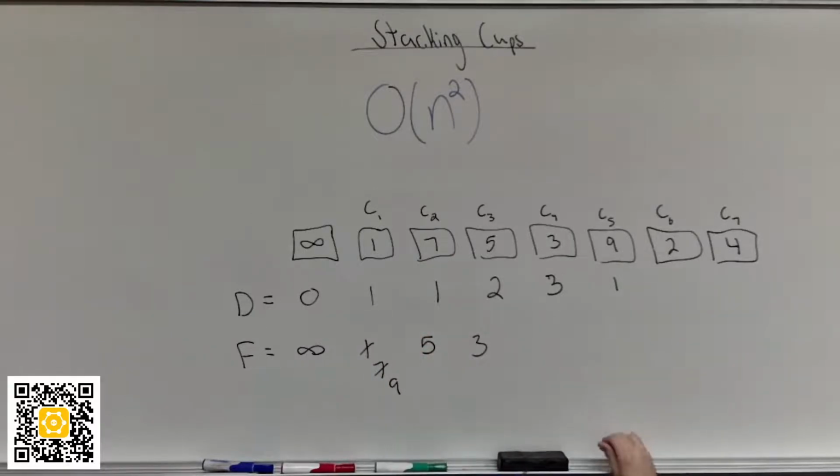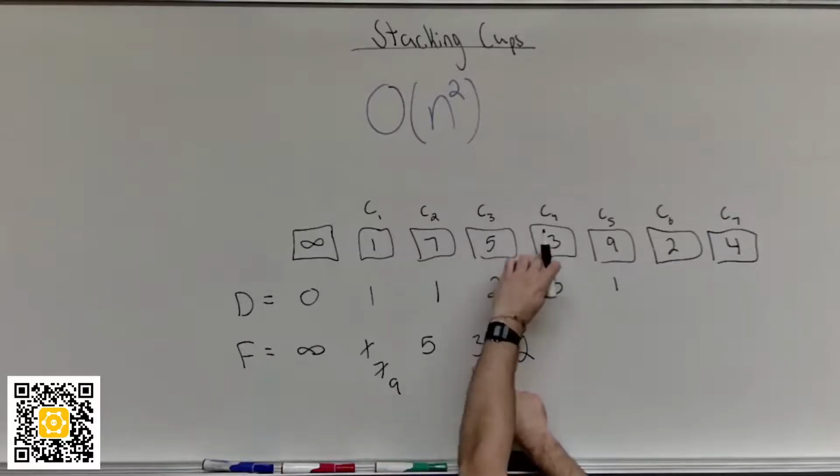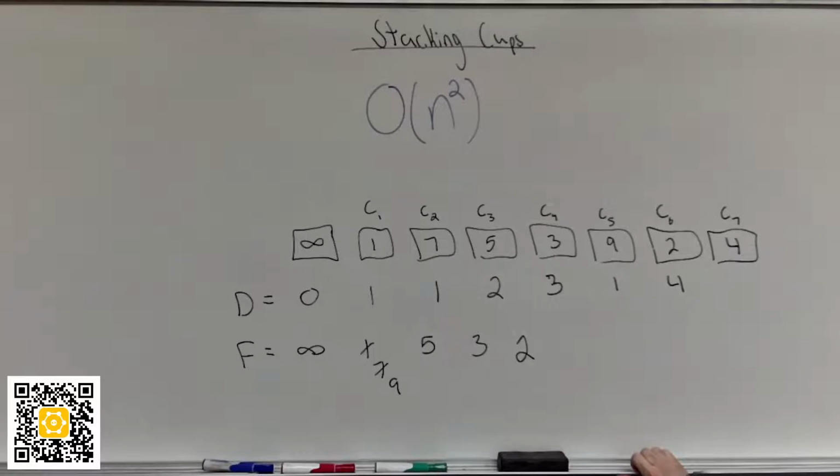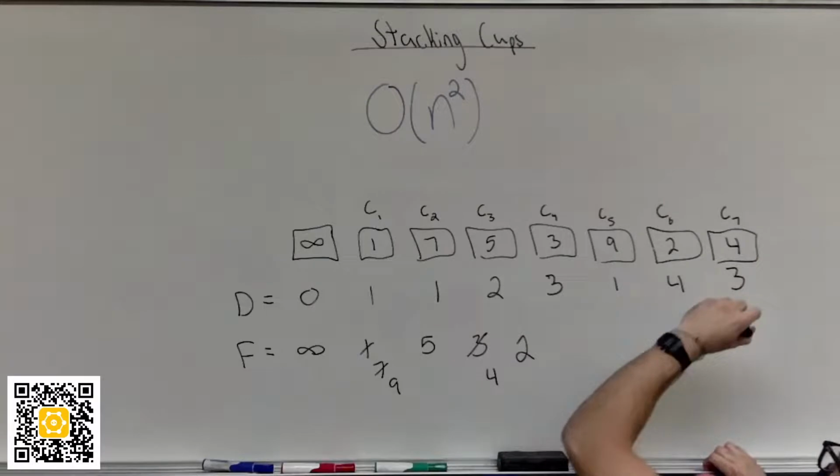Now let's look at 2. 2 lands between 5 and 3, correct? No, sorry, it lands at the end. So we can just add it. Look at 3 right here. What value does it have? 3. 3 plus 1, 4. Now let's do 4. 4 lands between 5 and 3. Replace 3 with 4. Look at 5. 2. Increment by 1. 3.